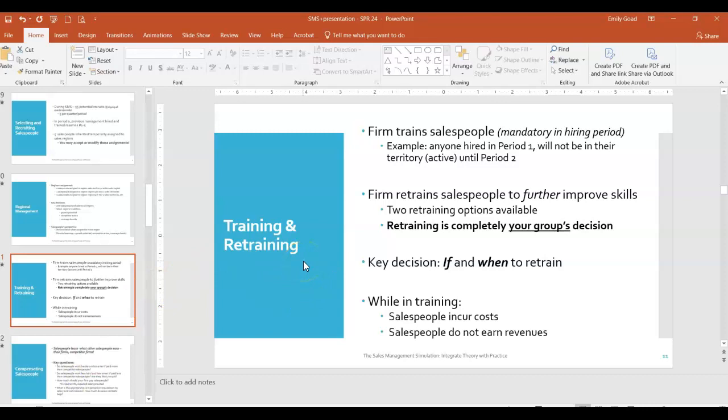In terms of training, so mandatory is, like in Q1, if I hire 3 people, they will not be available until the next quarter. They're not available that current quarter because they're going into training. You also have the option, if someone didn't perform well, to retrain them. There's cost associated with all of that.